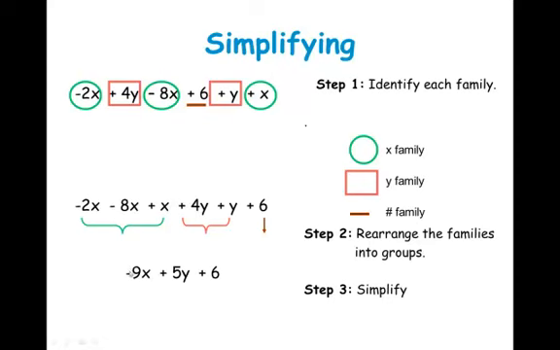So we've simplified. We can't find an answer because we don't know what x and y are. So that is your answer. Negative 9x plus 5y plus 6. So don't expect to have just a number as your answer. That's as far as you can simplify this particular problem.